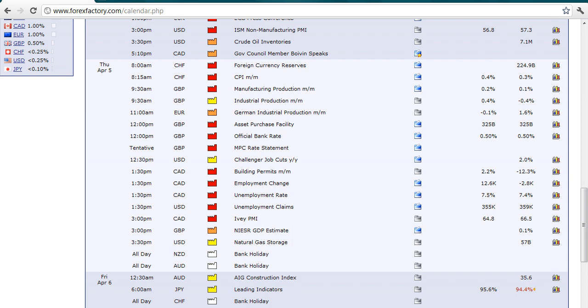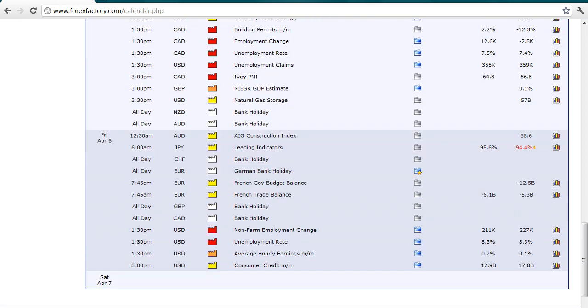If you want me to have a look at the charts on that, then feel free to comment below the YouTube video or on Twitter. If you want to see that chart, we can go through that more in the next few weeks. But the key bit of data is on Friday. US non-farm employment change forecast at 211,000, previously 227,000. And what follows that is the unemployment rate, forecast to stay the same at 8.3%.